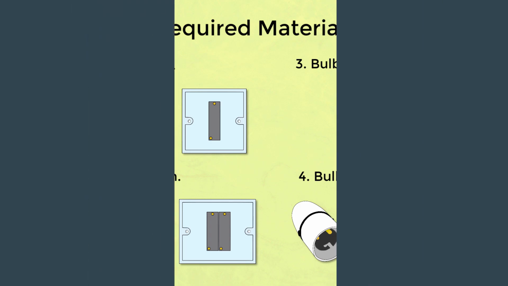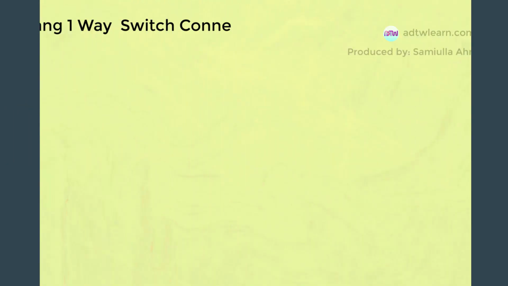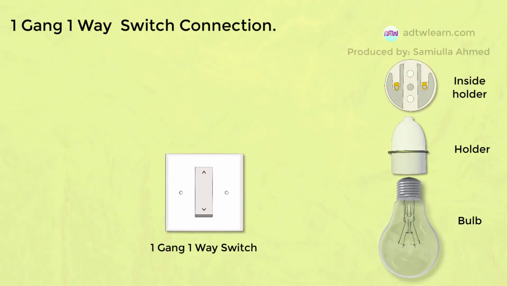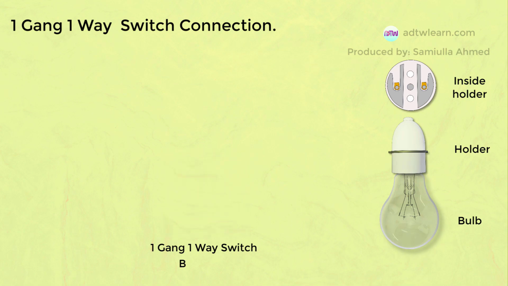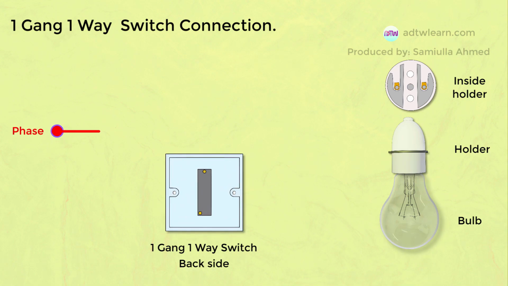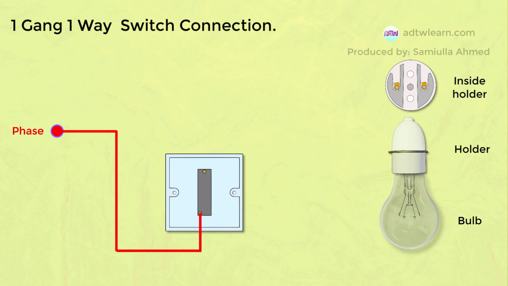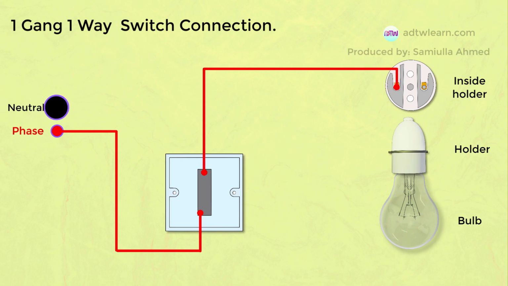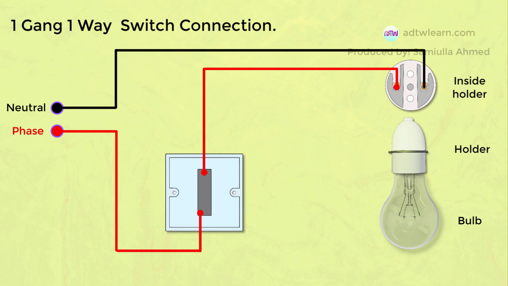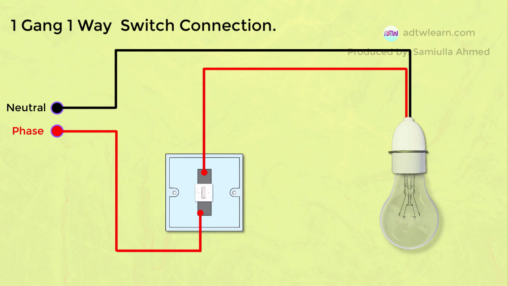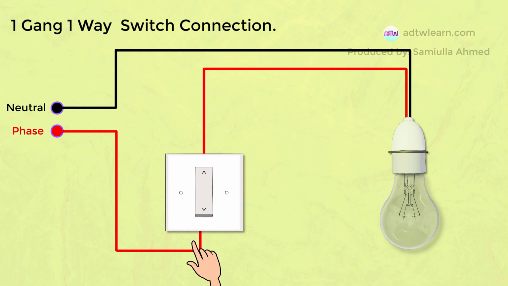Now let's see, one gang one-way switch connection. This is the required switch and a bulb with a holder. Let's do the wiring. Let's turn on the switch.